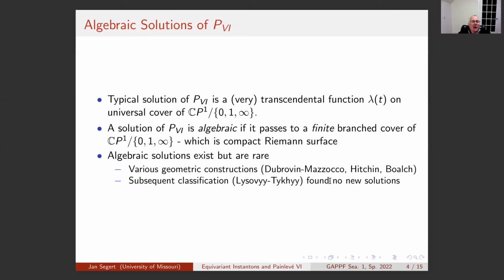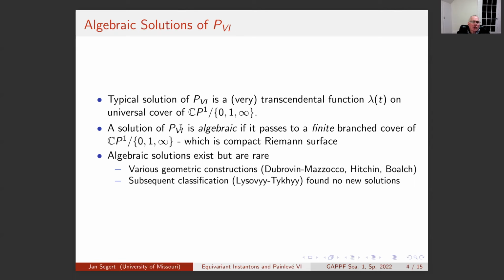All right, so the algebraic solutions of Painlevé VI, as I mentioned in the introduction, are very unusual. They're atypical. They certainly exist, but a typical, generic solution is a highly transcendental function living on a universal cover of CP1 minus the singular points 0, 1, infinity. So that's basically an infinitely branched Riemann surface over this non-compact surface.